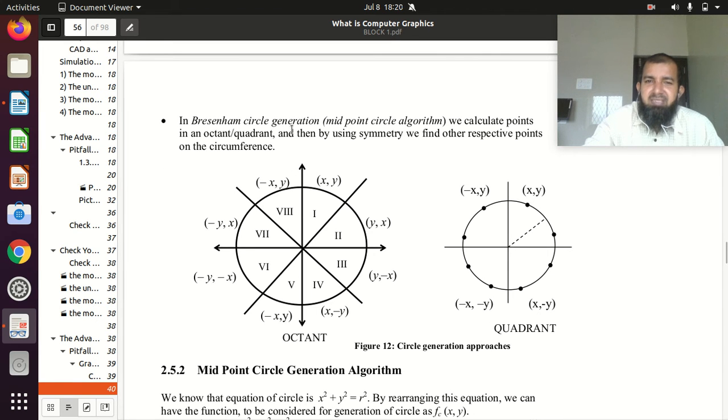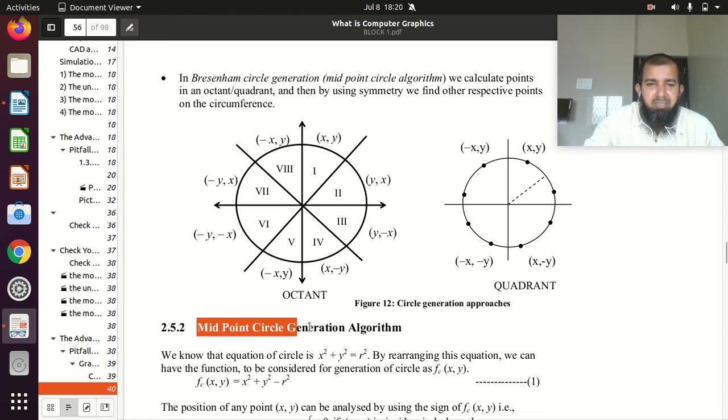In Bresenham circle generation, the midpoint circle algorithm, which is also called Bresenham circle generation, we calculate points in an octant, this is an octant and this one is a quadrant, and then by using symmetry we find the other respective points on the circumference. So there are 8 octants, and 4 quadrants.